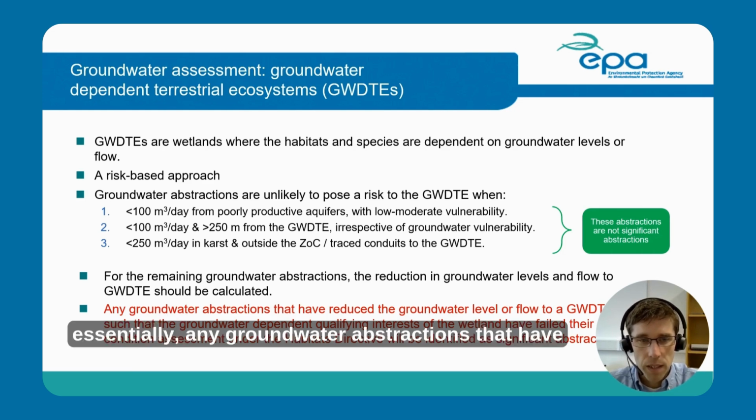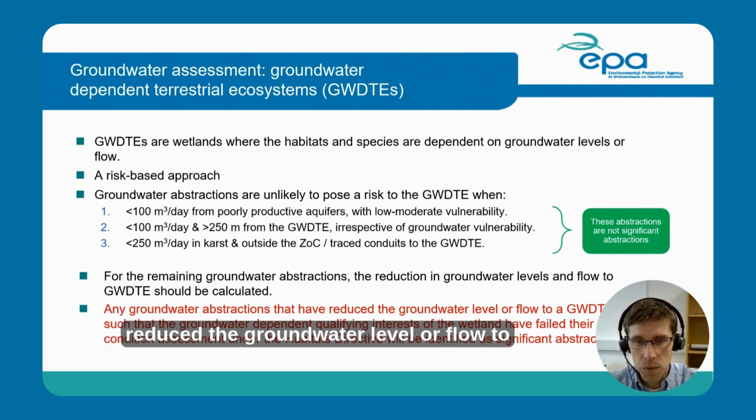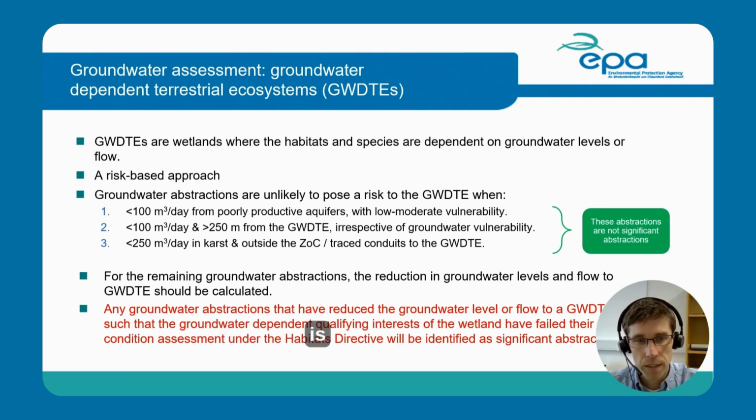And essentially, any groundwater abstractions that have reduced the groundwater level or flow to a GWDTE such that the groundwater dependent qualifying interests of the wetland have failed their environmental condition assessment under the Habitats Directive will be identified as a significant abstraction.